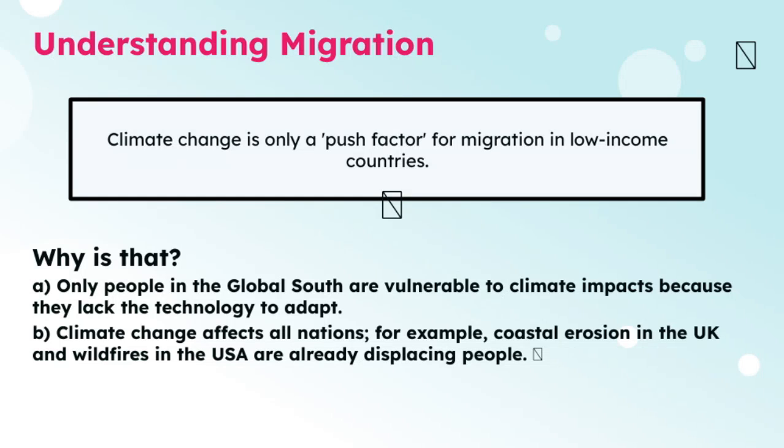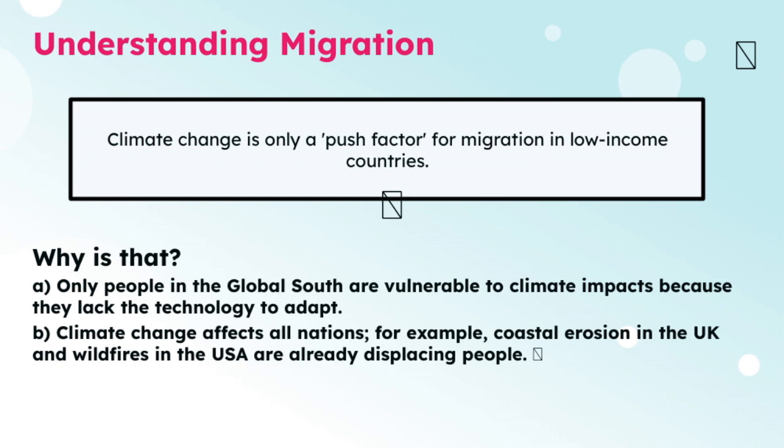Climate change affects all nations. For example, coastal erosion in the UK and wildfires in the USA are already displacing people. This is an important point because climate change is a global issue. It is not something happening only far away or only in poorer countries. However, not all countries and communities are affected equally.